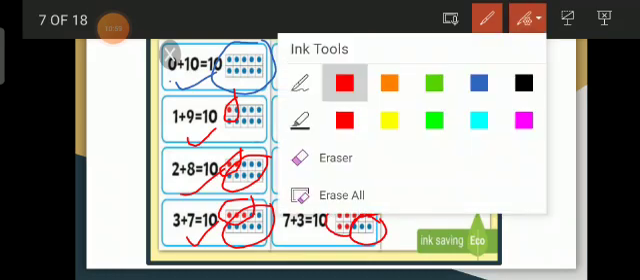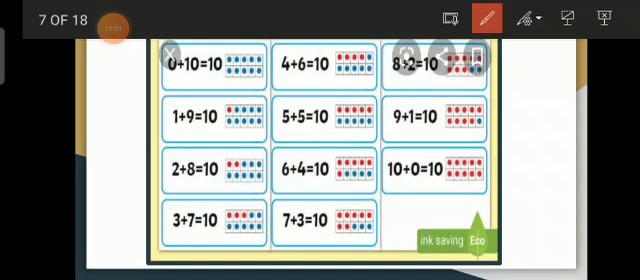Okay, this is very easy. You will just count the circles and write down the answer. Okay, this is simple addition. Keep the big number in your mind and add the small number to it and see what is the answer. Okay, the answer of all these parts is 10. Very good. Now move to the next slide.